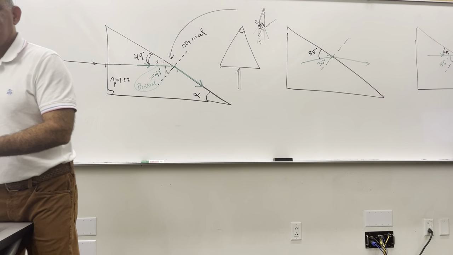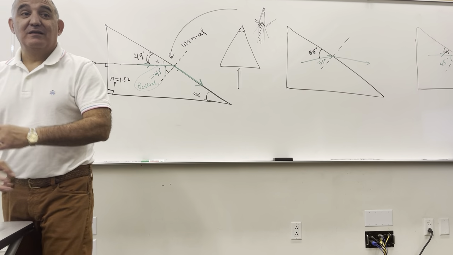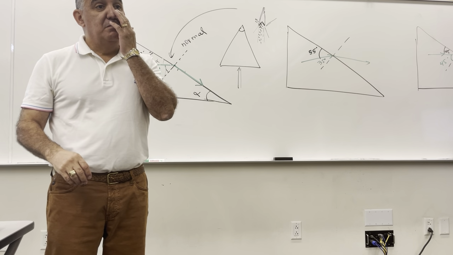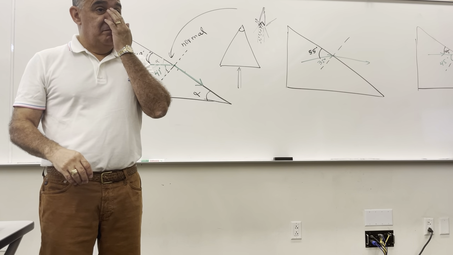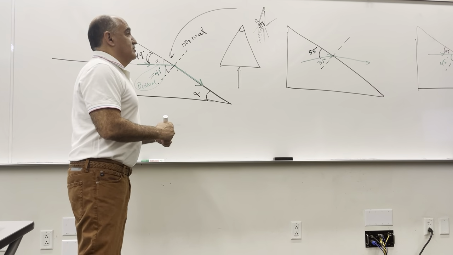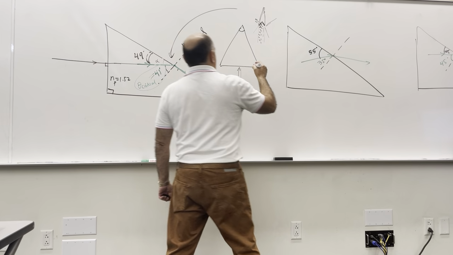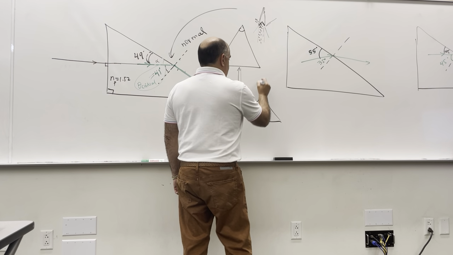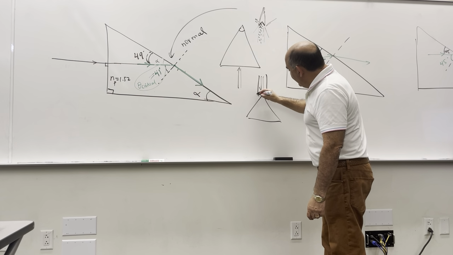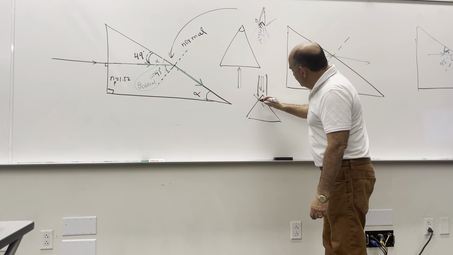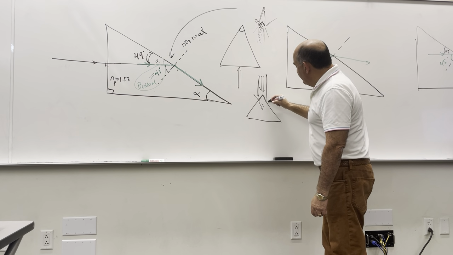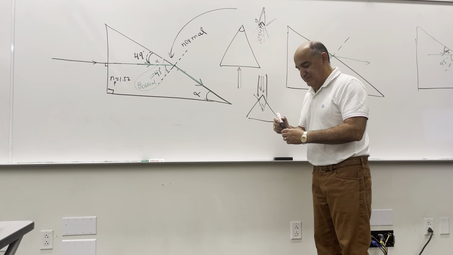What about the same prism and beaming from the top? Just reverse it. If the prism is like that and you shine light coming in like that, for the light that hits this side over here, it's going to bend towards the normal. And for the light coming in over here and over here, it's going to bend towards the normal.